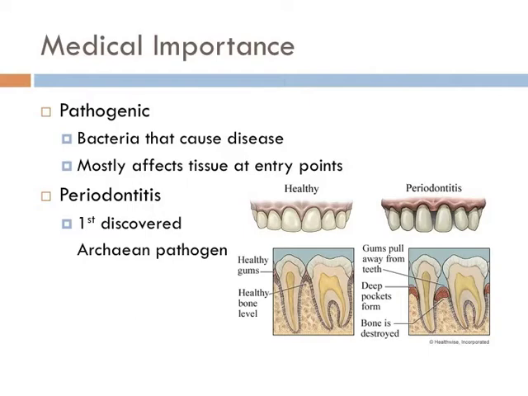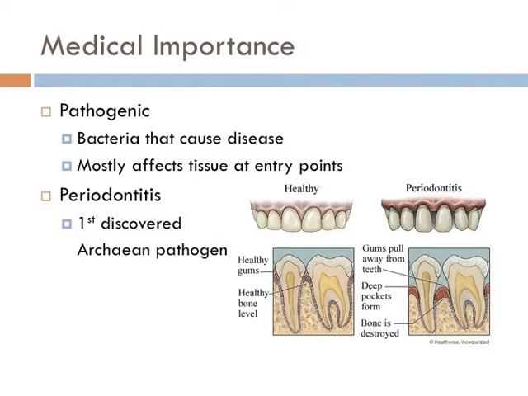Bacteria are the primary agents of disease. Bacteria that cause disease are said to be pathogenic, and they primarily contaminate tissues at entry points such as mouths, eyes, and open wounds. And in plants, bacteria can also cause disease, and they are also most susceptible to infection at entry points, such as stomata, the breathing pores of leaves, and any open wounds the plants may have.